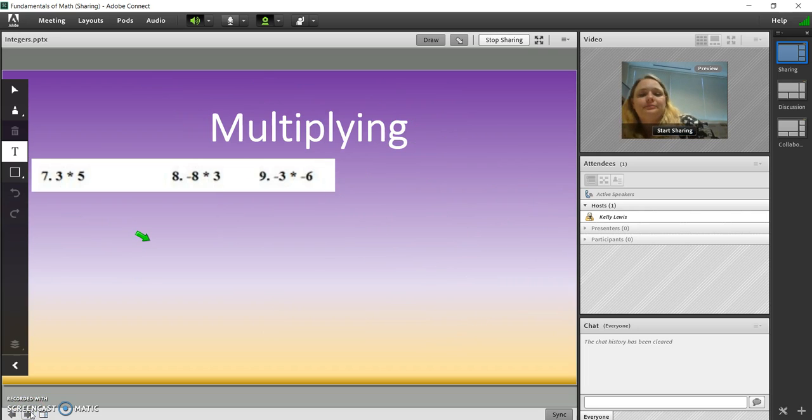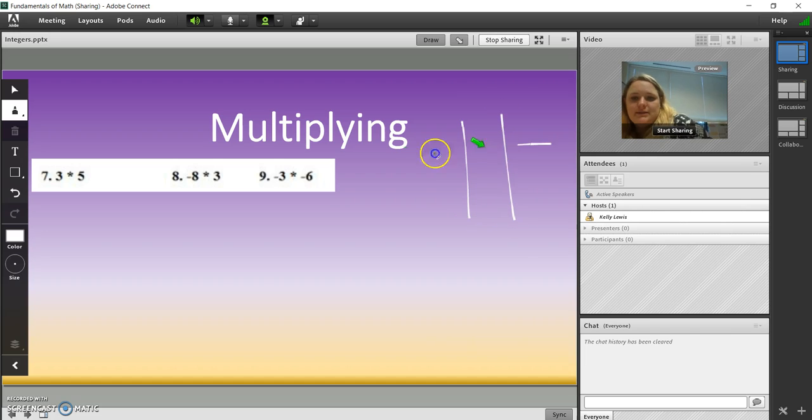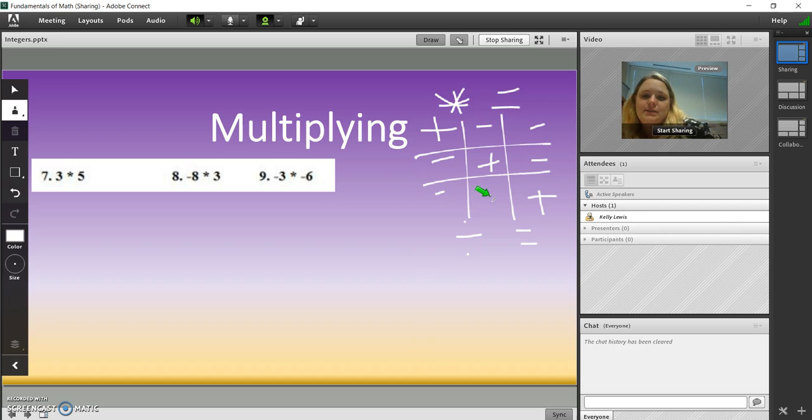Here we are, multiplying and dividing. Think of this as tic-tac-toe. Where we have multiplication or division, we have an equal sign. So if we have a positive number, positive number, and positive number, the rest of these are negative. Tic-tac-toe, 3 in a row.